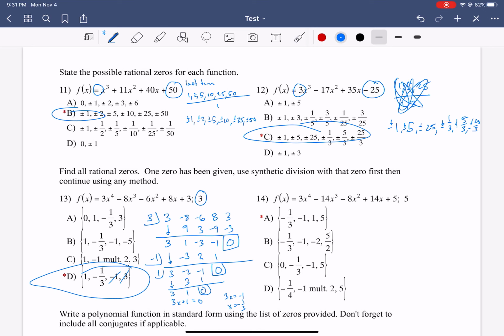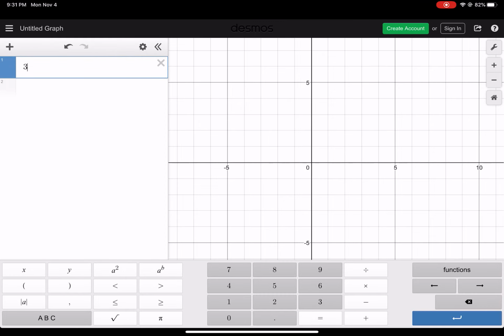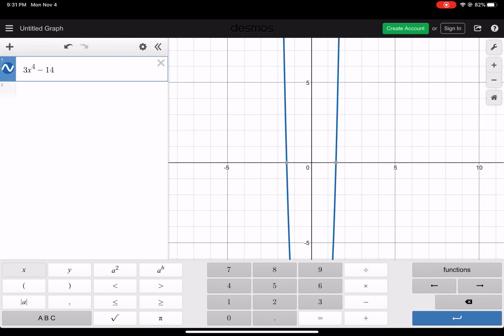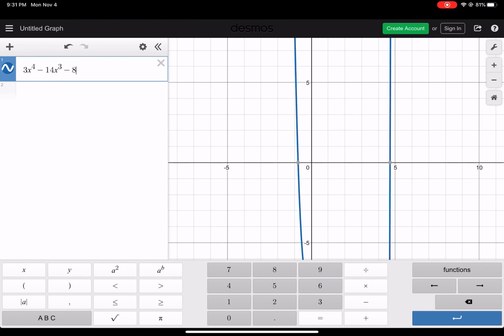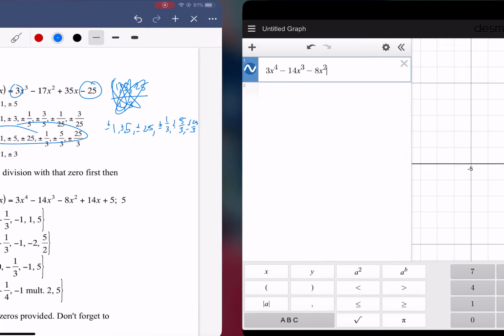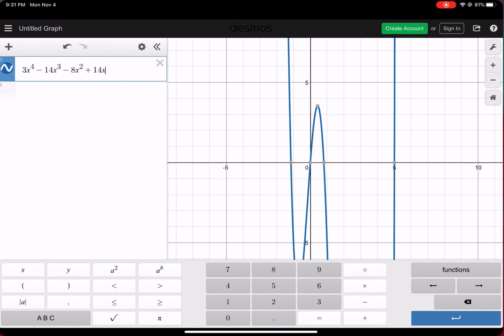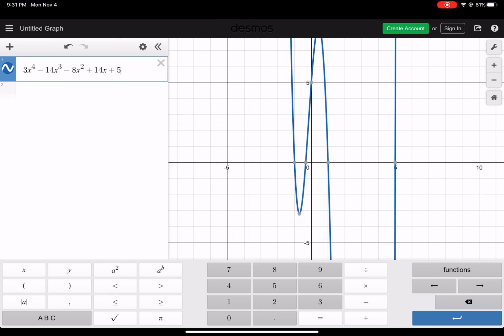Let's try that again over here. We have 3x to the 4th, and this time we're going to graph it right away. 3x to the 4th minus 14x to the 3rd minus 8x squared plus 14x plus 5. So again, looking at this, not trying to use Desmos's tools, we have negative 1, positive 1, and 5, and some number in between 0 and negative 1.